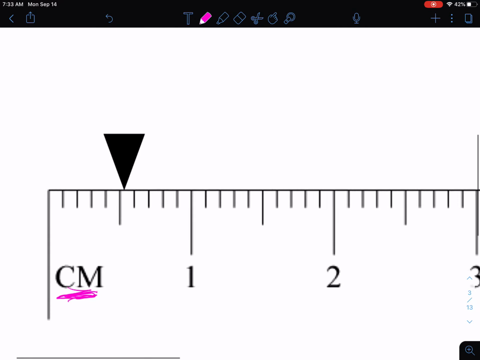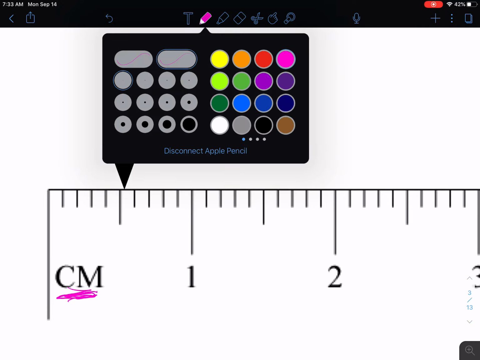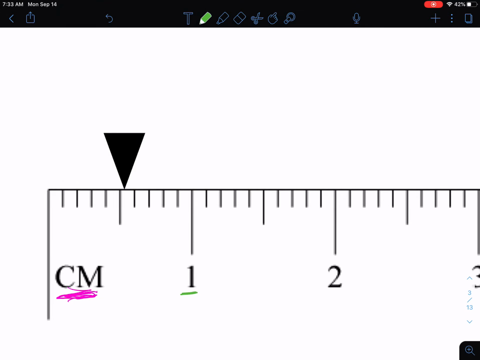Let's look at another example here. So over here's your one, and we're going to use a different color here. Let's go with green. So here's our one. It doesn't even make it there. So we don't have a one. So our final answer is going to have point something. Well, this is point one, point two, point three, point four, point five. So it makes it past the point five, but it does not get past a point six.